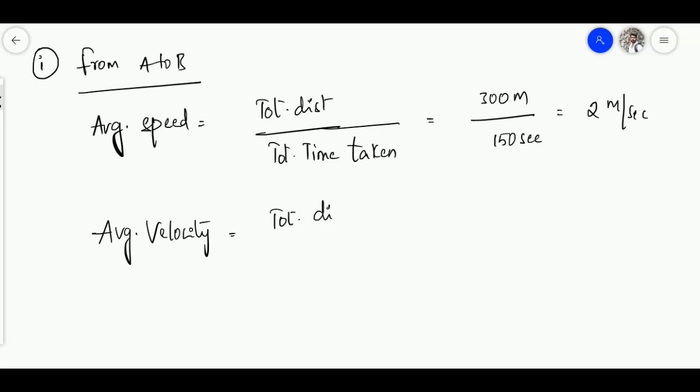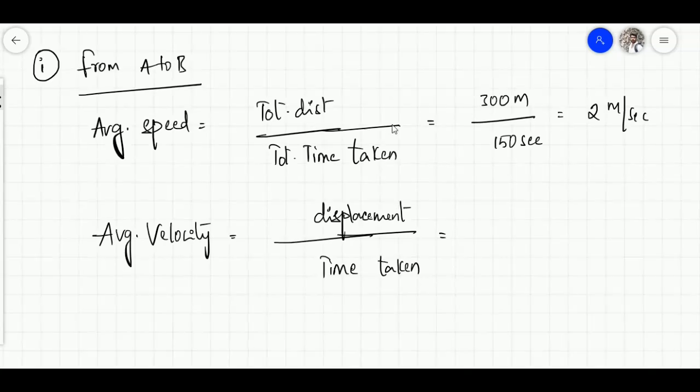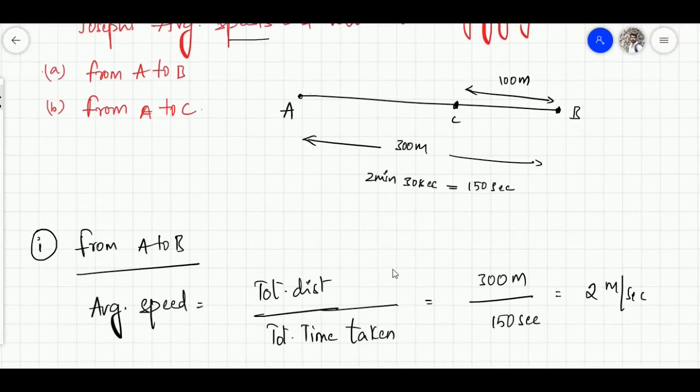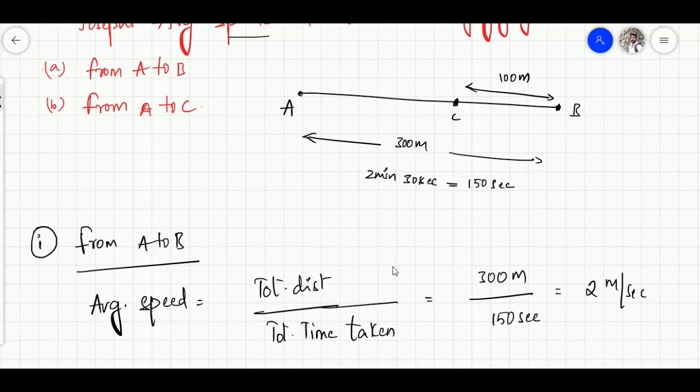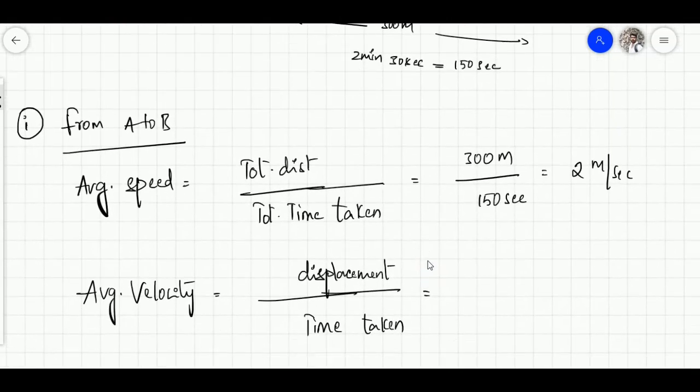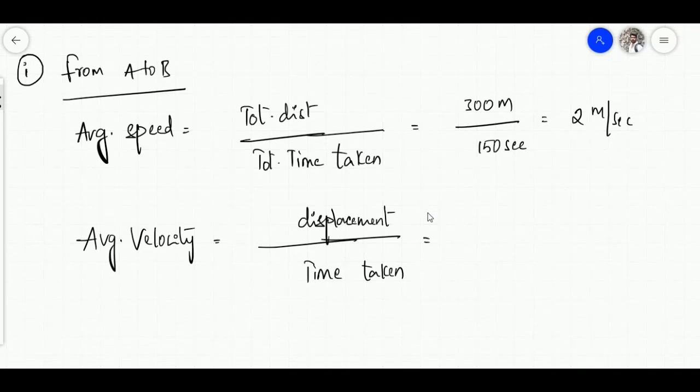Displacement by time taken. So in this case, fortunately, both the distance traveled and the displacement are the same from A to B. I am talking about A to B. So the same 300 meters can be taken as the displacement or distance. So 300 divided by 150 seconds. So it will be the same, 2 meters per second.